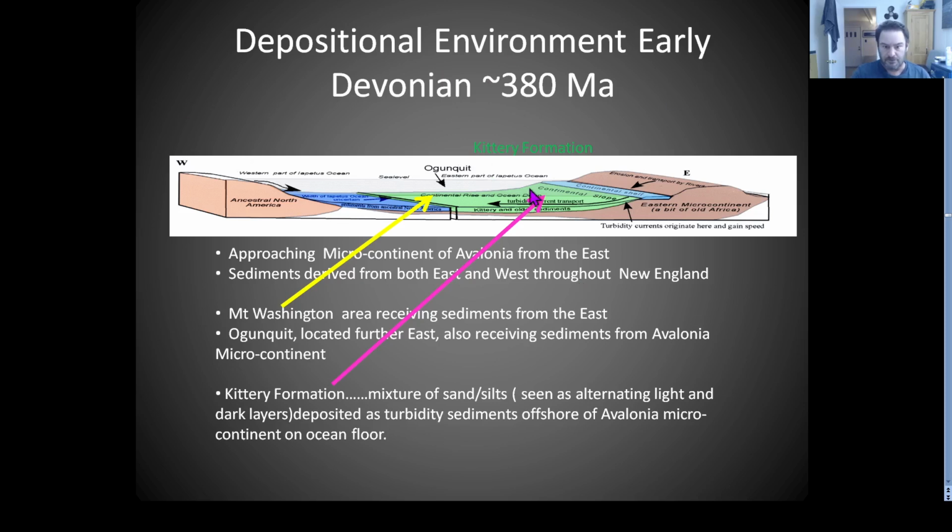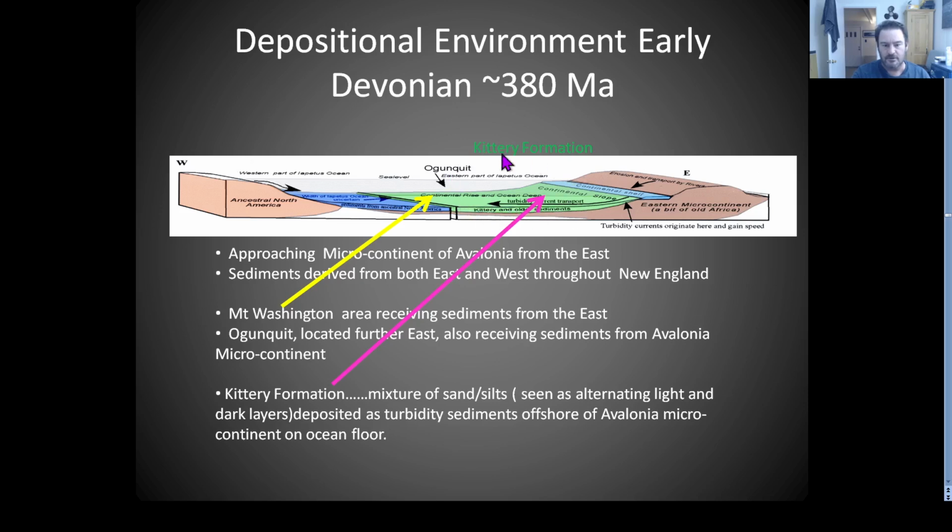So around 380 million years ago in the Devonian period, we had the approaching microcontinent of Avalonia. We still had ancestral North America here, probably had some more mountains sticking out from the Taconic. But as this continues to move east, it is eroding, throwing sediments into the ocean, and these sediments are piling up along the shelf, and eventually the sediments reach a point where they end up cascading down the side of the slope in the form of turbidity currents, and it's these turbidity currents that make the Kittery Formation.